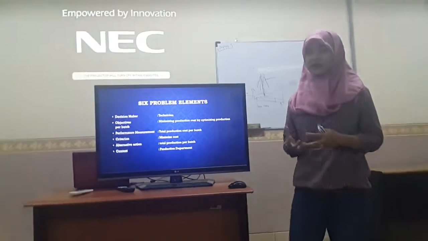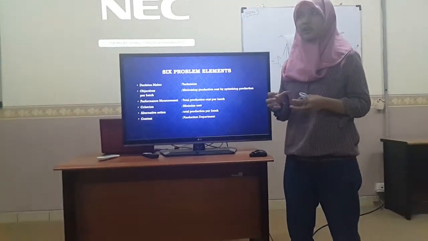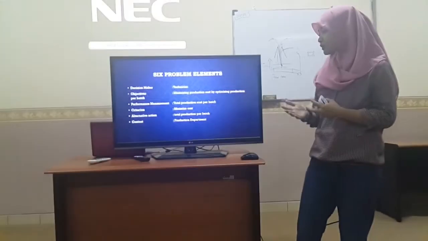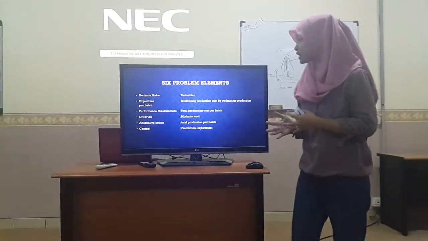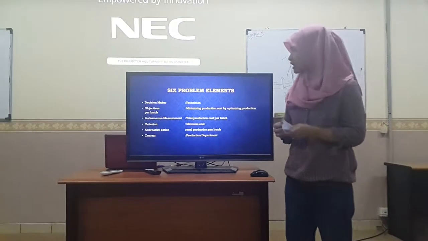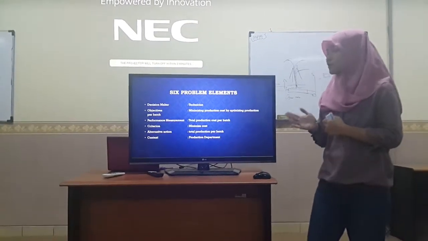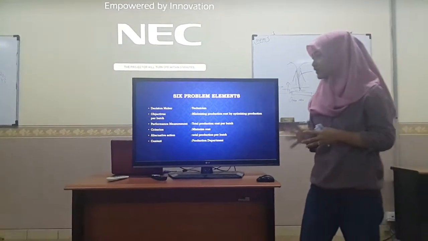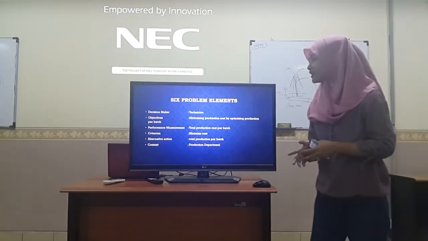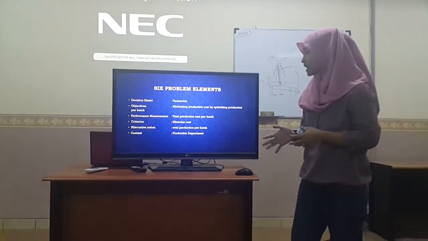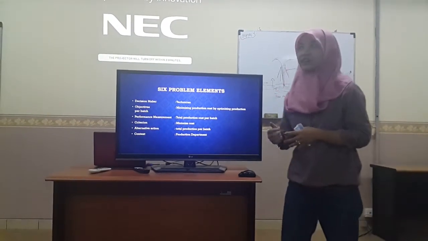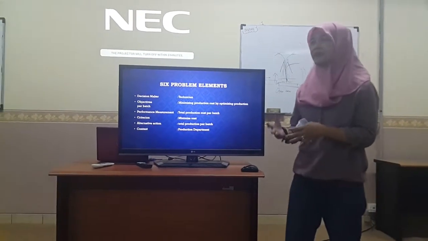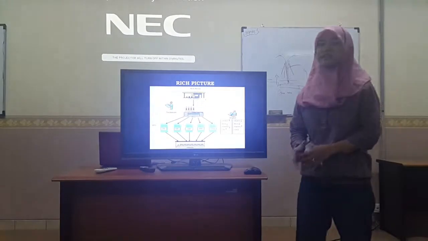And for performance measurement, this is the parameter of whether success or not, depending on what. And this depends on the total production cost per batch. And the criterion itself is almost like the objective. It's the objective for minimizing cost. So the criterion is minimizing cost. And alternative action is total production per batch, and context is like the narrow system. So this appears on production department. And the next will be explained by Raffi Ahmad.